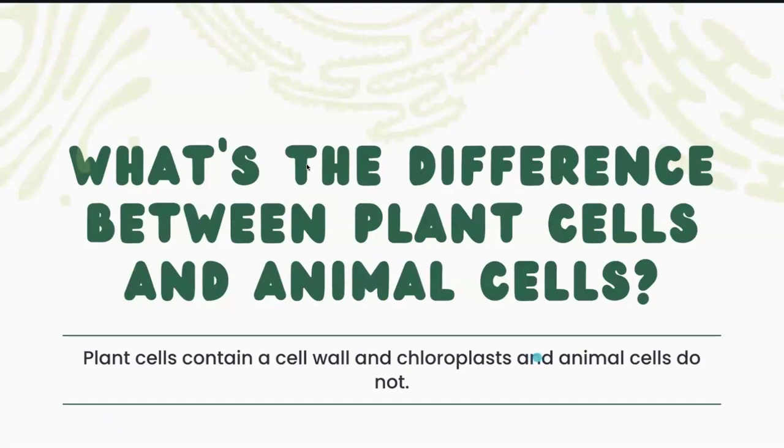Now, since we were talking about the important parts, you guys might be wondering what's the difference between plant cells and animal cells? And there are really two main differences. The first is that plant cells contain a cell wall, and animal cells do not. And then the second defining factor is that plant cells have chloroplasts and animal cells don't.